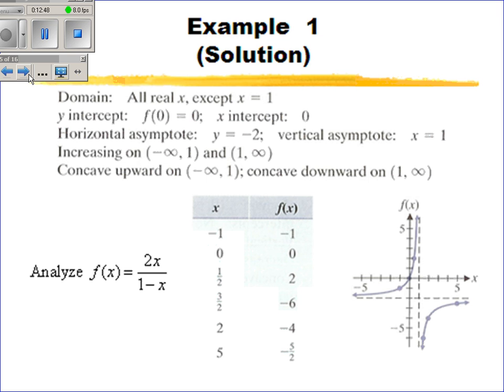Okay. And so here's a picture of some of it, and there's some extra points that were calculated. So we have our domain, everything but 1, the y-intercept and the x-intercept were 0, horizontal asymptote y equal negative 1, vertical was x equal 1, increasing on this interval and this interval, concave upward on this interval, and concave downward on this interval. So we got all the information that was essential to get a good graph on this.